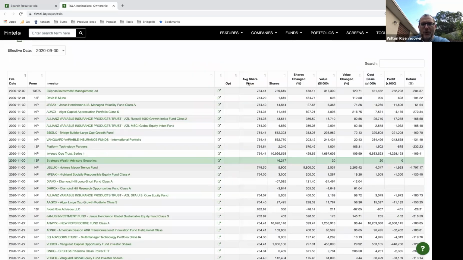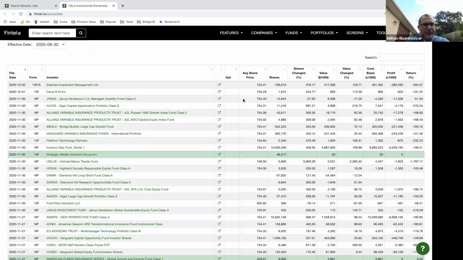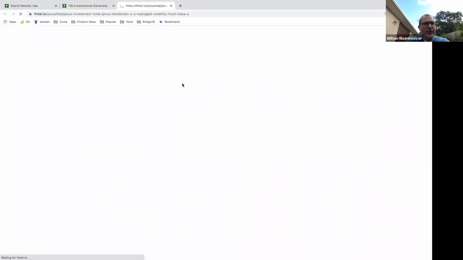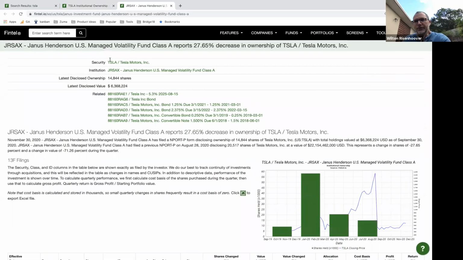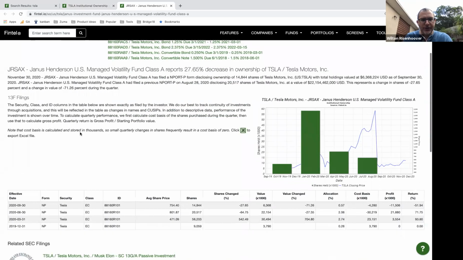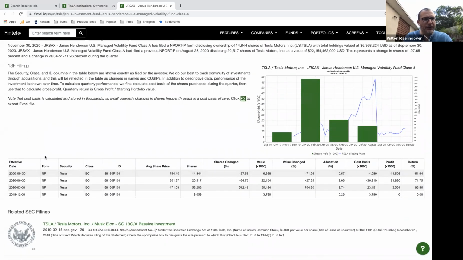If you want to find more detail on one of these situations, let's take a look at Janus Henderson U.S. Managed Volatility Class. You can click on this, and it shows you the combo of the investor and the equity itself, or the security itself. And I can show you when this fund first disclosed. I say first disclosed, but the import filings are only about a year or two old.